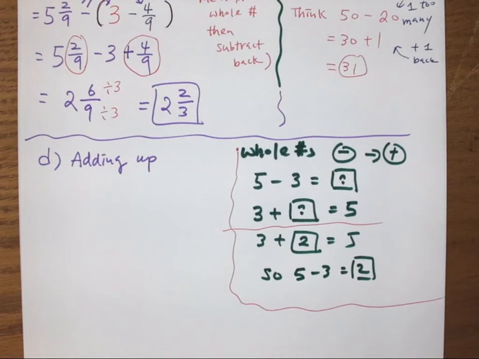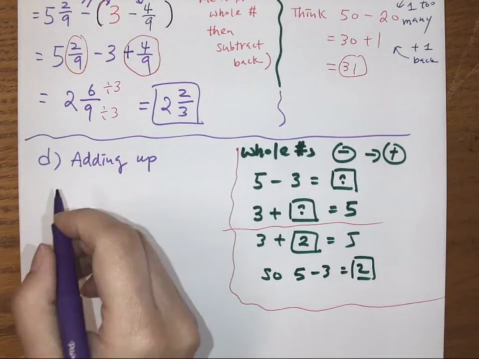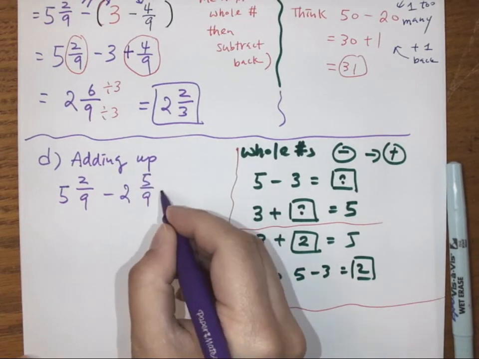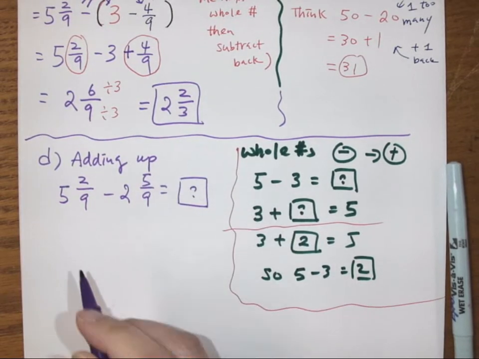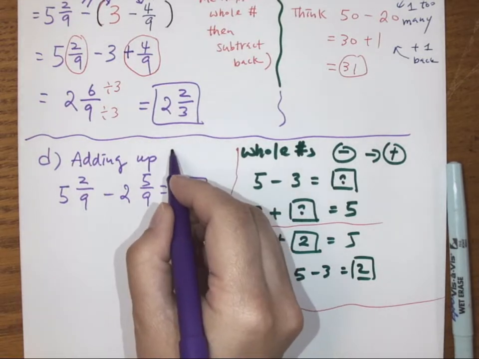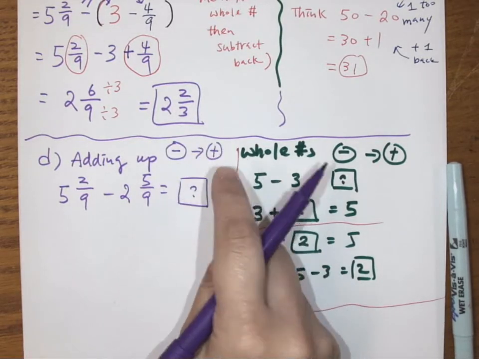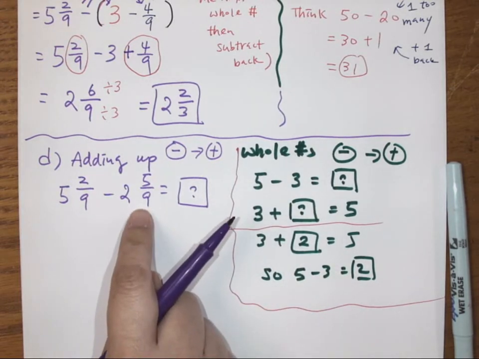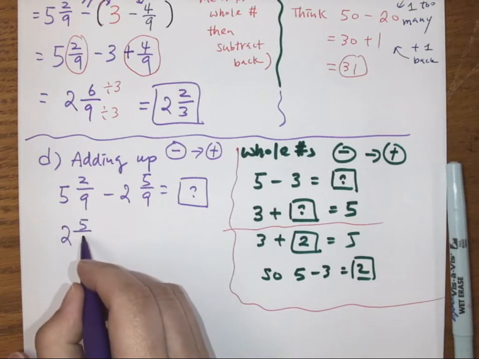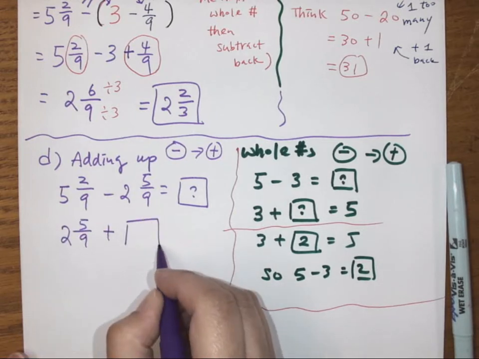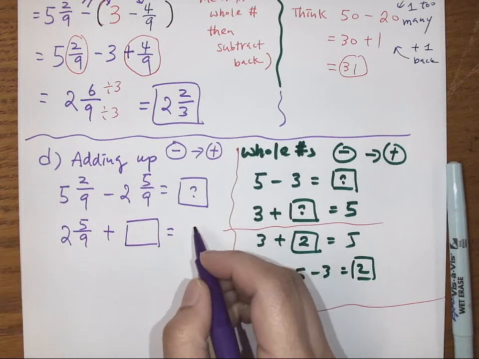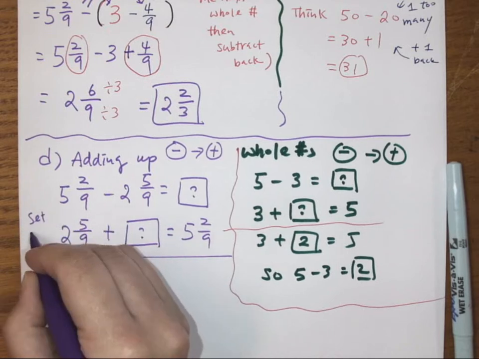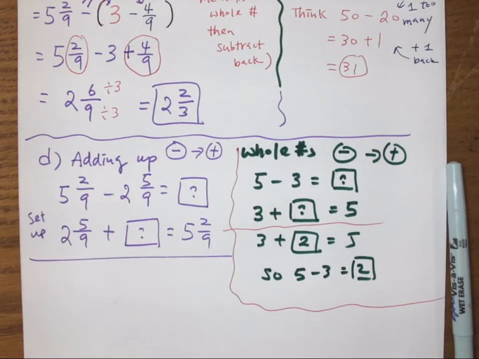For fractions, let's use the same question we have been using, which is 5 and 2/9 minus 2 and 5/9 equal to what? So first, we are saying that adding up is subtraction changed to addition, and I want you to write that out for me. And so we start with this number, need to add something, and we'll reach our first number, right? Which is 5 and 2/9. So that's how you set it up.